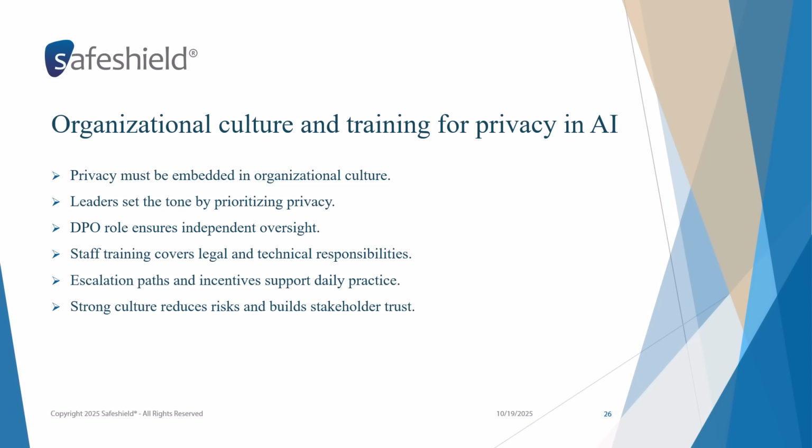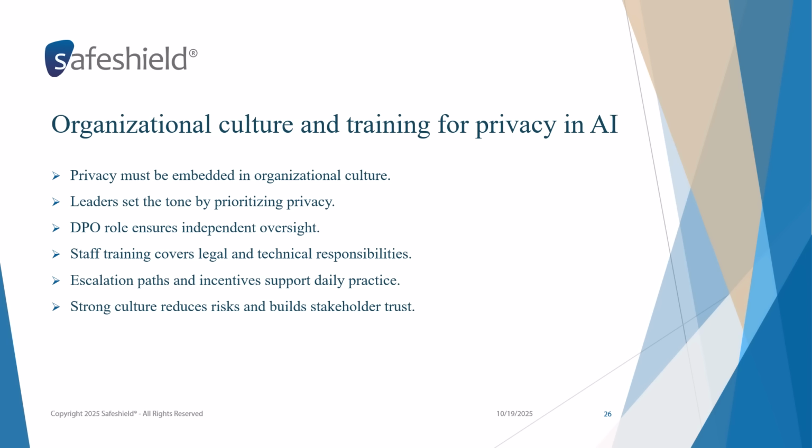Culture also means integrating privacy into daily operations. This includes clear escalation paths for reporting privacy concerns, rewarding teams for responsible practices, and embedding privacy into design methodologies like Agile or DevOps. Organizations that cultivate a strong privacy culture benefit from reduced risk, improved compliance, and enhanced trust with customers and partners.